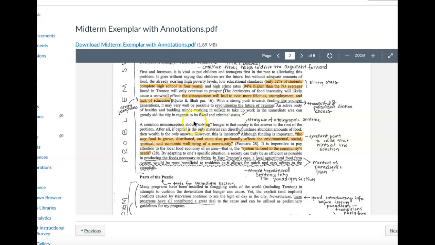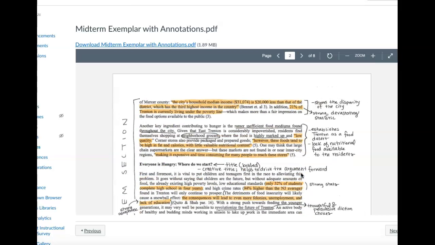Going on, he talks about misconceptions of solving hunger, that money is the root of the problem, and he sort of says why this is not the case. He also kind of hints at a solution down here with this next stat. He says, although funding is important, the way food is grown, distributed, and eaten also profoundly affects the environmental, social, spiritual, and economic well-being of a community. So it's imperative to pay attention to the local food economy of an area, and that is that the system has tailored to the community's needs. And he really talks a lot about that, and he mentions the paradigm.